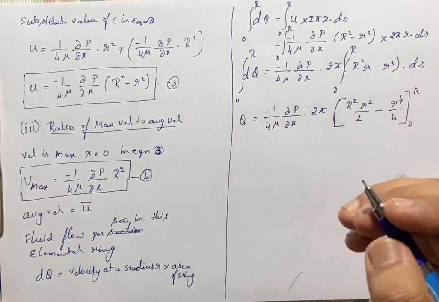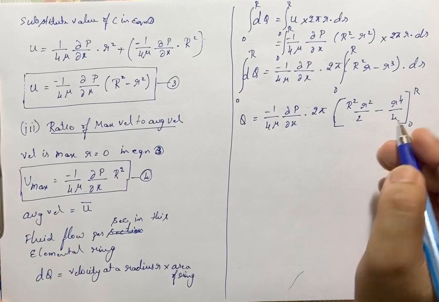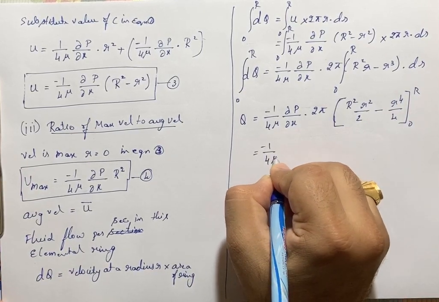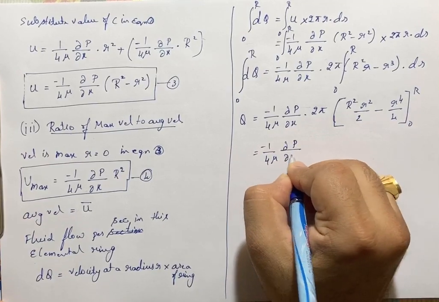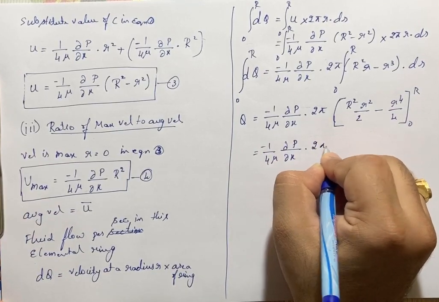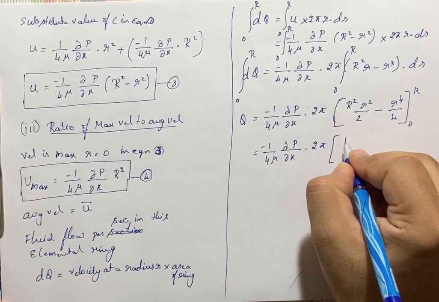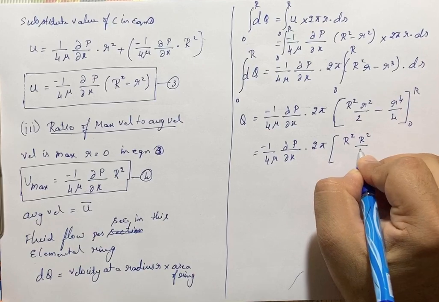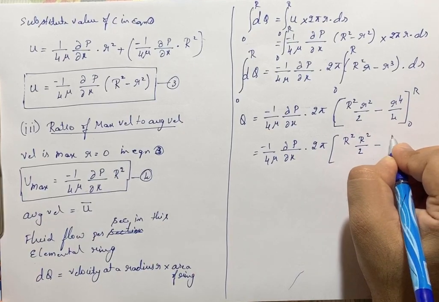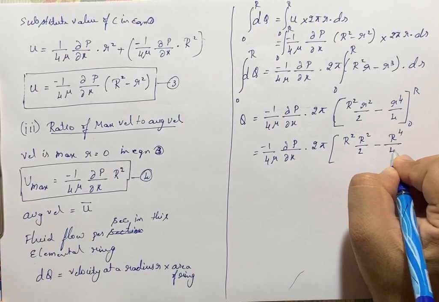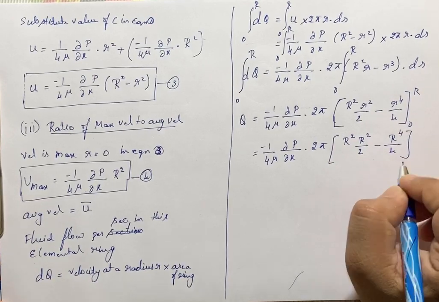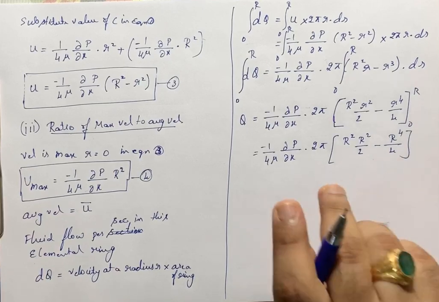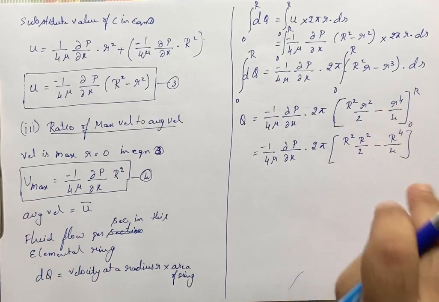So it will be from 0 to capital R here. Now we will apply the limits, that is 0 to capital R: minus 1 divided by 4 mu, dou p by dou x, into 2 pi, this capital R square into r square by 2 minus of r raised to 4 by 4. This term becomes 0 here because the lower limit is 0 and the upper limit is r. It is upper limit minus lower limit, which becomes 0 only here.